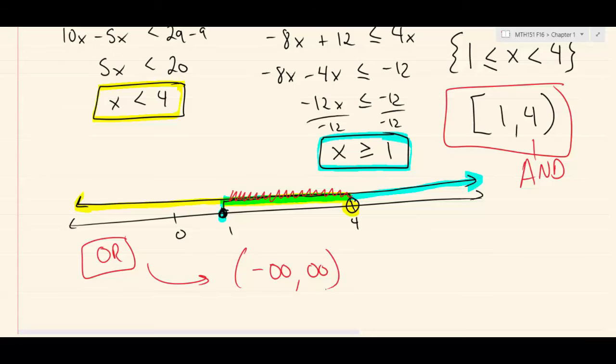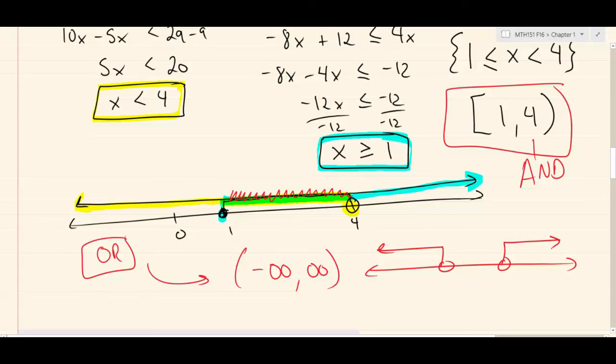Where this "or" situation gets a little bit more squirrely is if we had a graph that looked like this. Zip, zip. Now you would have a gap, right? And so if we called this A and we called this B, you would say the solutions are negative infinity up to A and then B up to positive infinity, because there's a gap of solutions that are not satisfying one or the other.